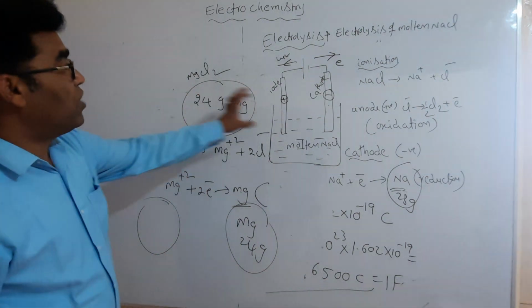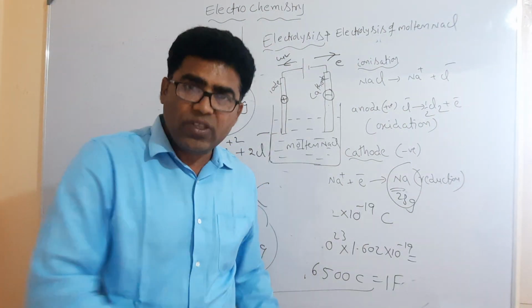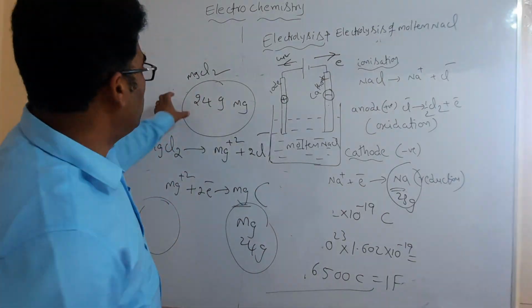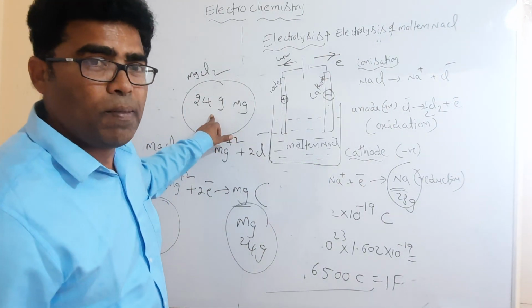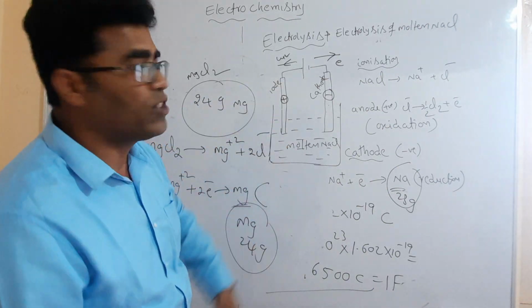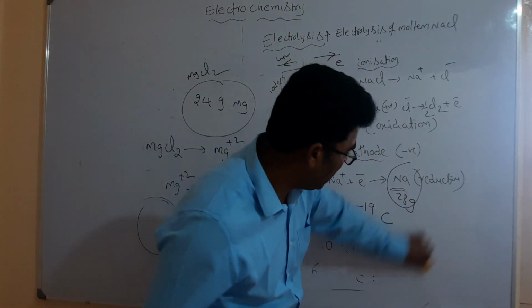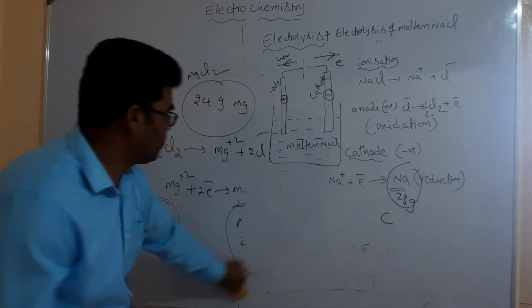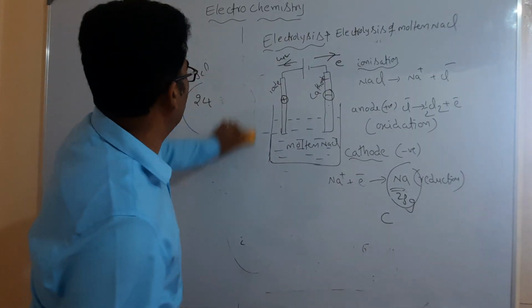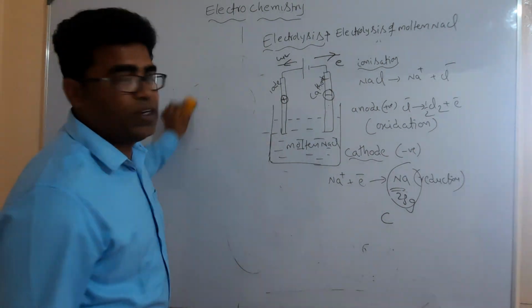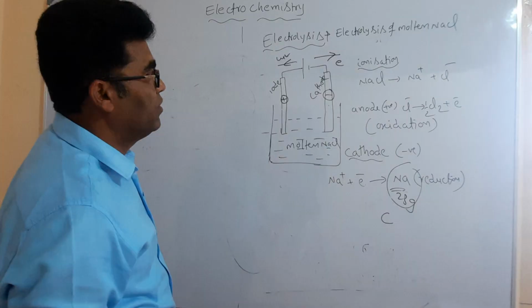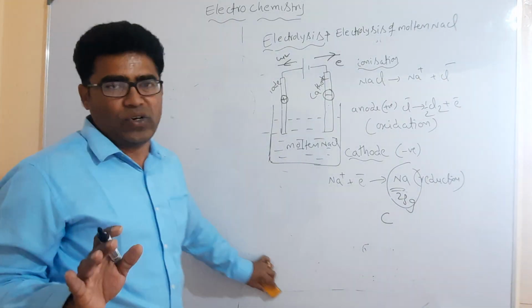For the deposition of 24 gram of magnesium, this kind of question you will get in the objective. For the deposition of 24 gram of magnesium, 2 Faradays of electricity has to be passed. Once again, you try to understand.